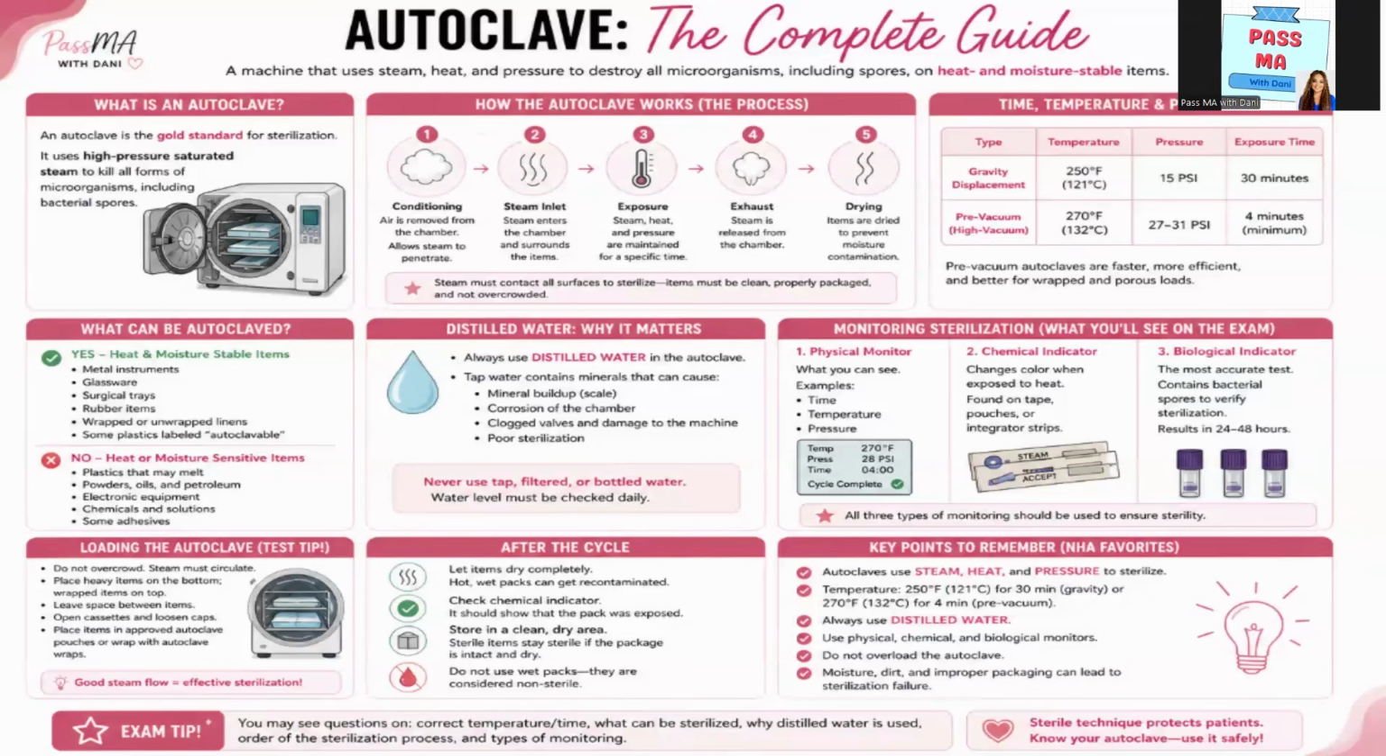Now let's go ahead and talk about the temperature, the pressure, and the time, because this is where the exam likes to test you. For a standard gravity displacement autoclave, the temperature is a minimum of 250 degrees. Okay, I want you guys to remember that. You guys aren't going to have to remember every single number perfectly, but you will have to recognize ranges and understand the concept. For example, a pre-vacuum autoclave, the temperature is going to be a little bit higher. It's going to be around 270 degrees Fahrenheit, and the time for processing is a bit shorter.